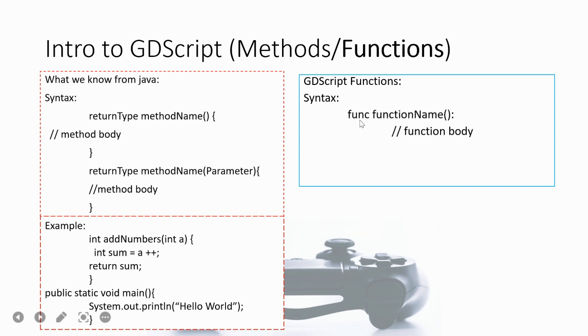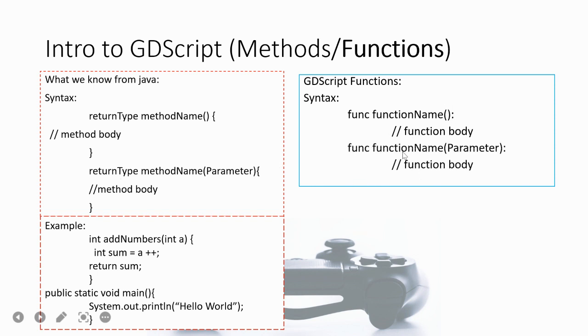You start with the word func, a shortcut for function, followed by the function name, followed by parentheses, followed by a colon, and then you hit enter, go to the next line, indent, and put your function body. Just like with our previous lesson, you can notice the trend in GDScript: open curly brackets are no longer necessary. Instead of having a return type, you simply put func, followed by the function name, followed by parentheses, and you replace the curly brackets with a colon. But we no longer have a closing curly bracket. So again, that's function name, parentheses, colon, function body.